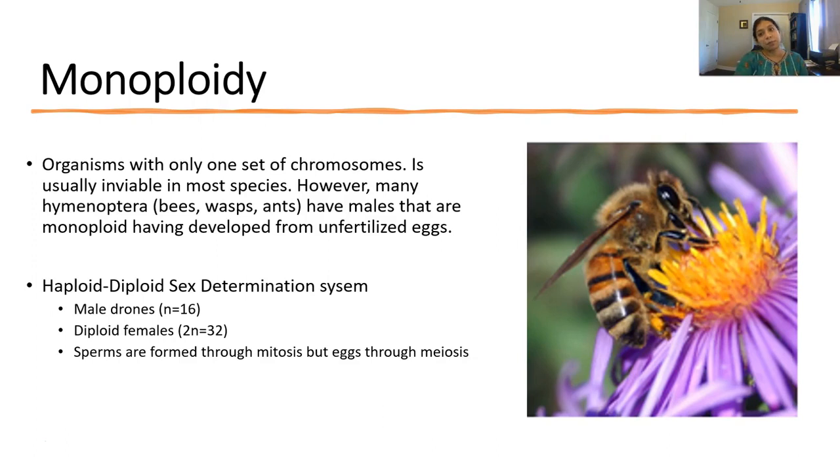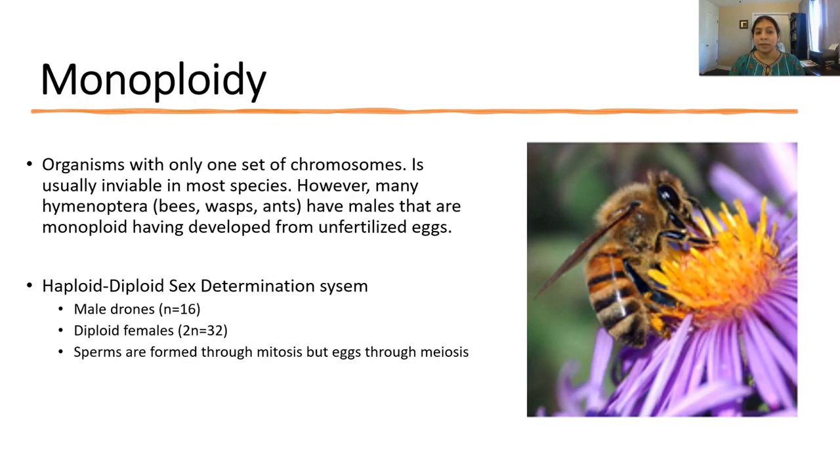Another thing that you can have is monoploidy. Just like you can have polyploidy, where you have many, many copies of the genes or chromosomes, you can also have monoploidy, where you have only one set of your entire genome. There's no backup, there's no second copy.